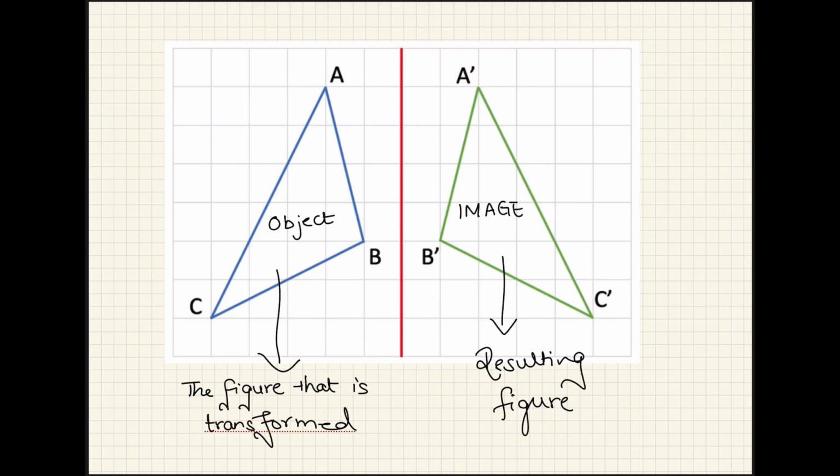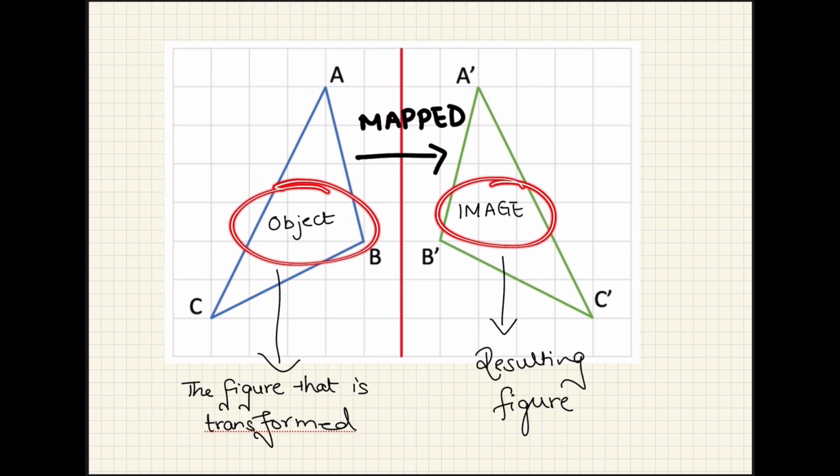And how do we say this? We say that an object is mapped onto an image. So this is called mapping. So the object is mapped onto the image. Okay, so what are the key terms here? It's object, image, and mapped.